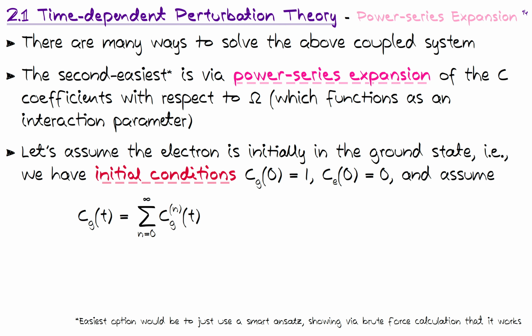And now, this is the power series expansion approach that we take, we can write this expansion parameter Cg in a power series expansion form. So this is basically how the math looks. So let's go one step back here. We have this Cg, and this is the total expansion coefficient for the electron in the ground state as a function of time.